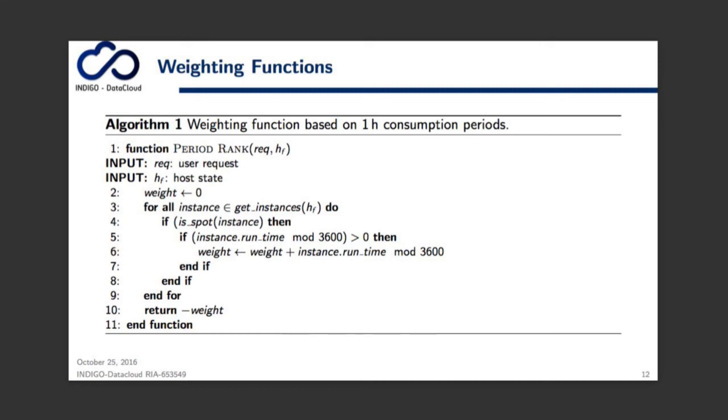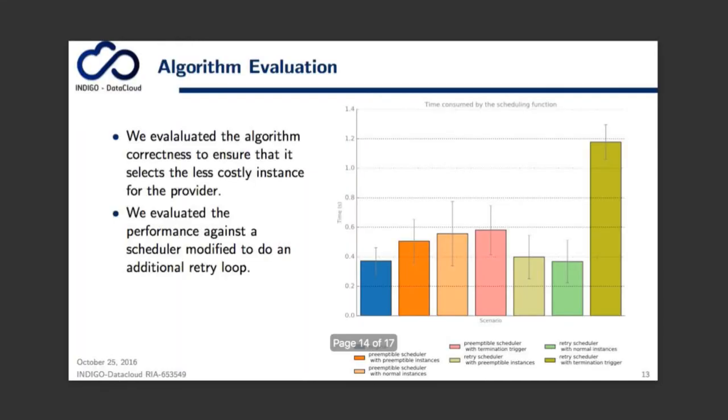This is an example of the weighting function that will weight hosts taking into account the consumption periods of 1 hour of the preemptible instance that is there. This is implemented as a normal scheduler weight function. And then we have evaluated this algorithm, first of all to check if it selects the least costly instance for the provider, taking into account the implemented weighting functions. And then we evaluated the performance.